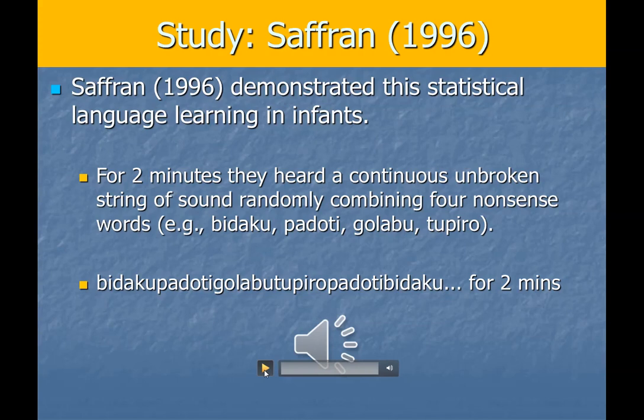So here's what that sounded like, but imagine it was for 2 minutes. This is what little infants were exposed to. They don't even speak language yet, but just to see how well their brain can start to pick up on patterns to recognize words, they listened to 2 minutes of this.